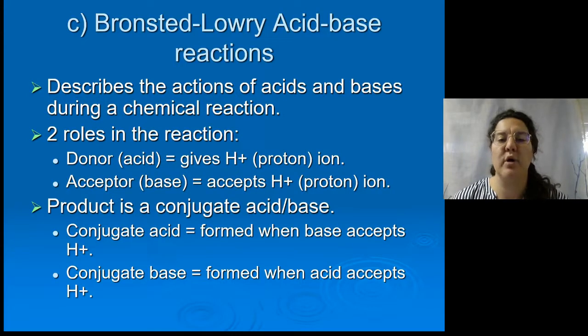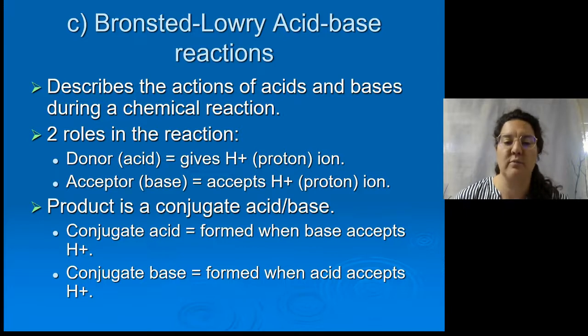So when we're looking at the Bronsted-Lowry acid-base reaction, this describes the action of the acids and the bases during a chemical reaction. So there are going to be roles in the reaction. Are we a proton donor or are we a proton acceptor? The proton donor is going to be the acid donating a hydrogen ion, and the base in a reaction is going to accept that hydrogen ion.